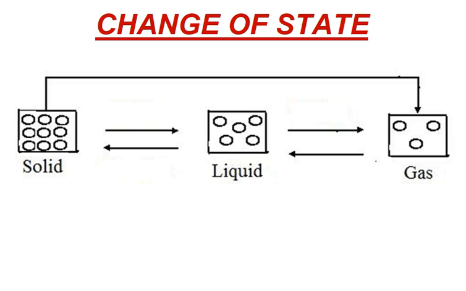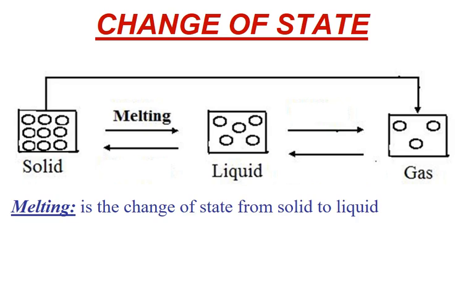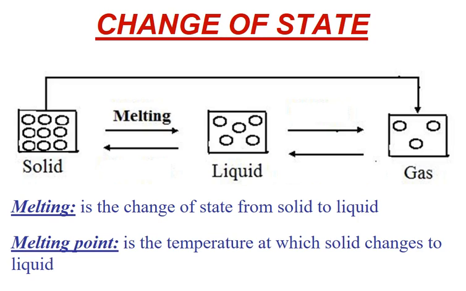We can change from one state to another. So if we have a solid, we can heat it, it changes into a liquid. When a solid changes into a liquid, that is called melting. So if we were to say what is meant by melting, melting is the change of state from solid to liquid. This happens at a specific temperature, which is called the melting point. So the melting point is the temperature at which a solid changes to a liquid.